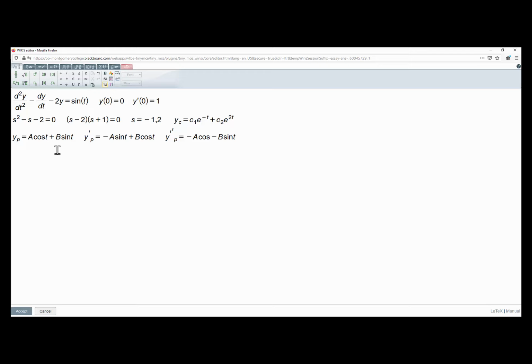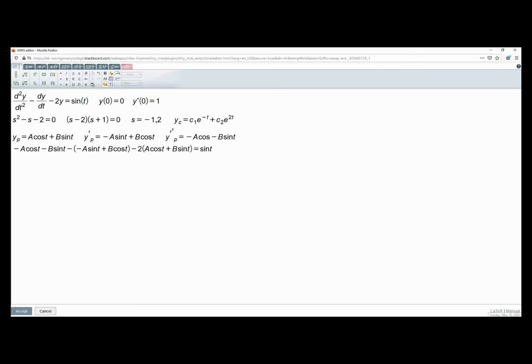Now when we substitute all this in this equation, what do we get? Y double prime, so this is our y double prime, then minus y prime, that will be this quantity, and then minus 2 times simply y, and that's this right here, and that all equals who? Sine t, right? Okay, so now we would do what? We will just collect the coefficients of cosine t and sine t.